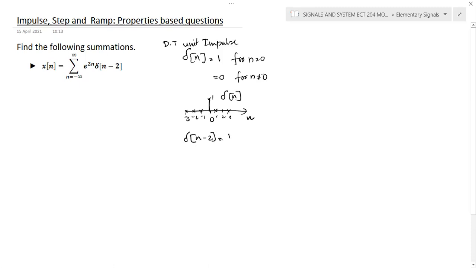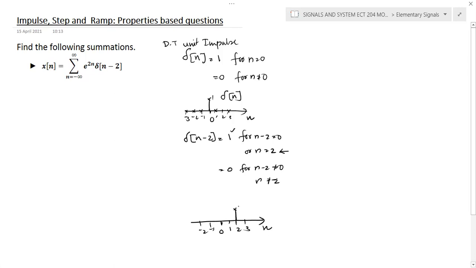So del of n minus 2 is equal to 1 for n minus 2 equal to 0, or you can write n is equal to 2, and 0 for n minus 2 not equal to 0, or n not equal to 2. And if you draw the waveform of del of n minus 2 at n is equal to 0, 1, 2, 3, etc., minus 1, minus 2, from this expression we know that at n is equal to 2, the function magnitude is 1.